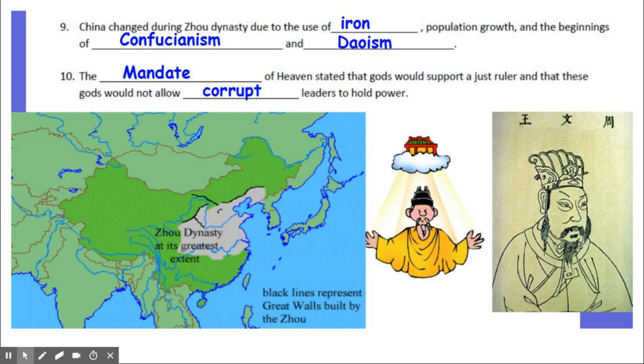Mandates are a term that we use even in today's political science. It basically means that people have been allowed to rule. And in a sense, this mandate that is coming down to the Zhou dynasty is one that's coming from above. In a sense, it's kind of like coming from God, or in this case of these folks, the gods.